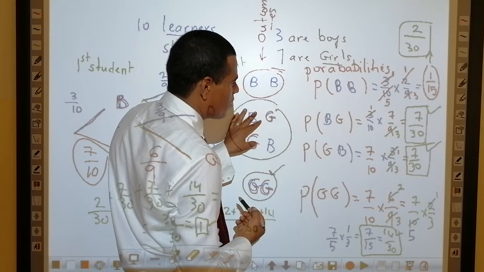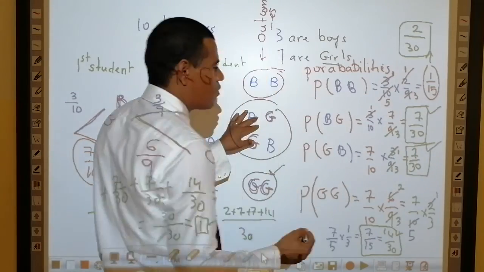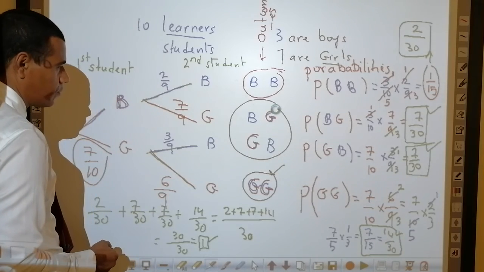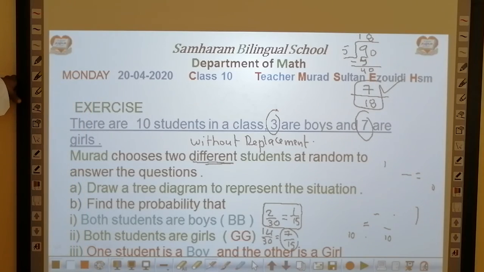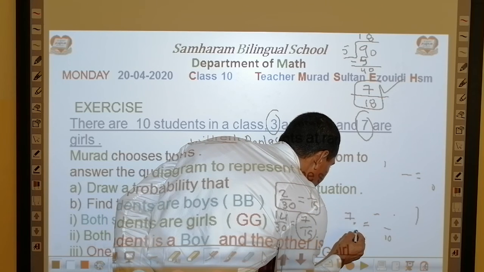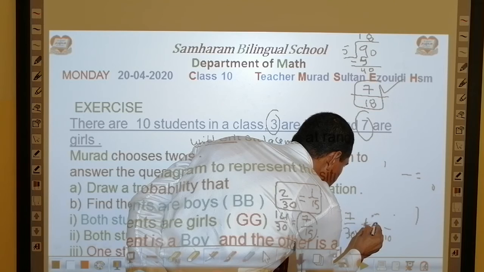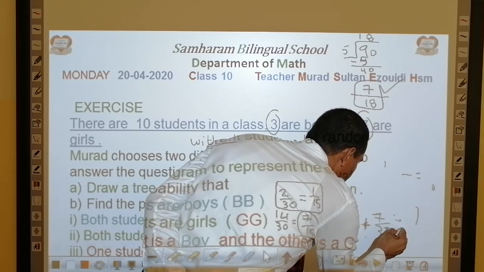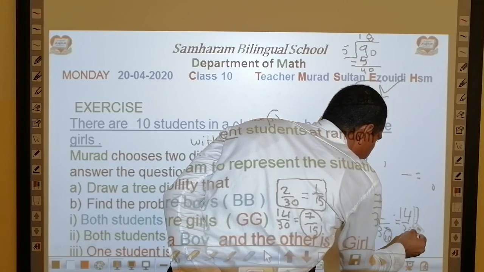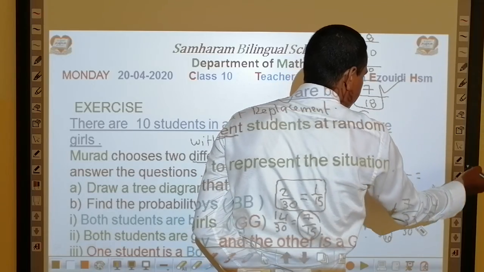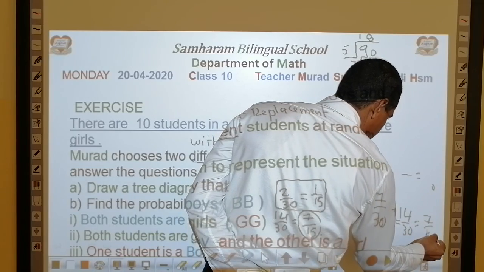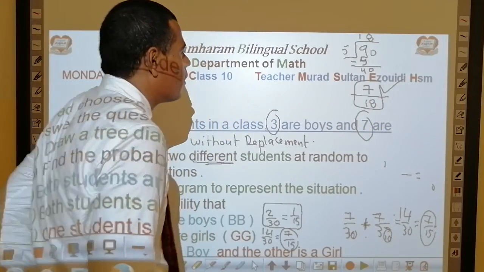It will be 7 over 30 plus 7 over 30, which gives 14 over 30. One student is a boy and the other is a girl. So it will be 7 over 30 plus 7 over 30, which gives 14 over 30, equal to 7 divided by 15. Okay.